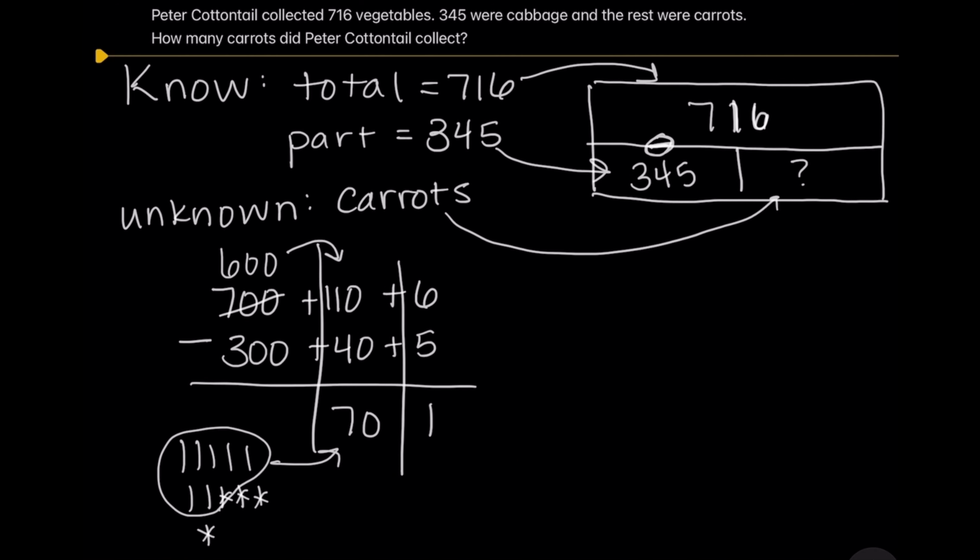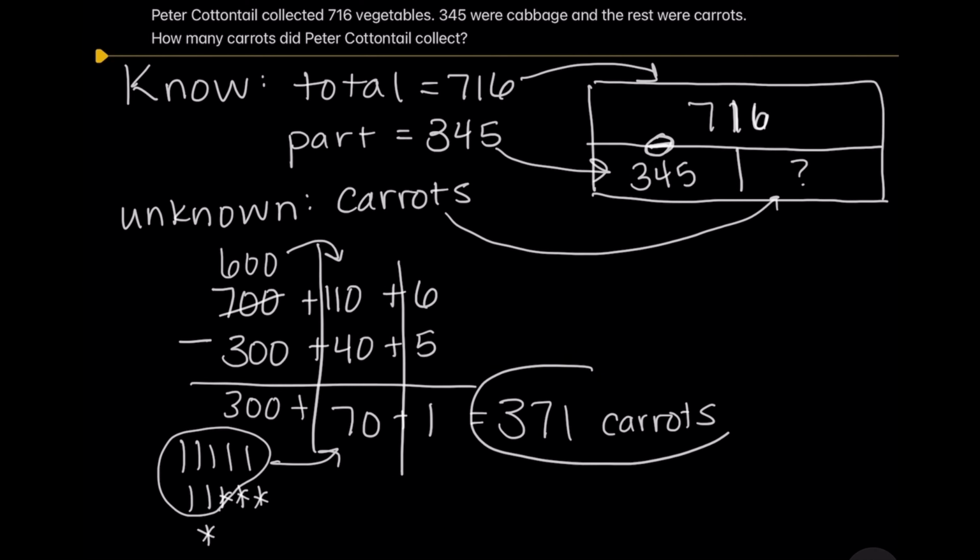And then 600 minus 300 is 300. 300 plus 70 plus 1 is 371. That means Peter Cottontail collected 371 carrots.